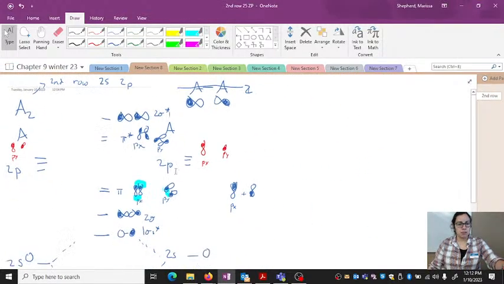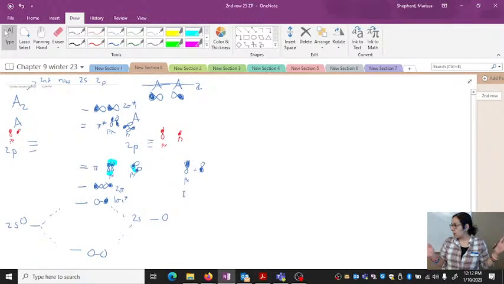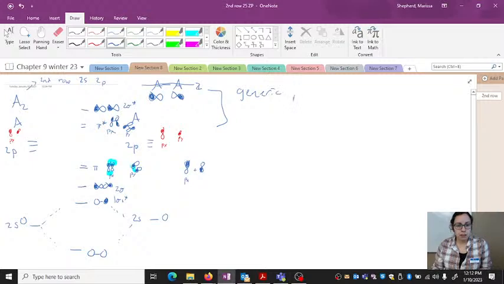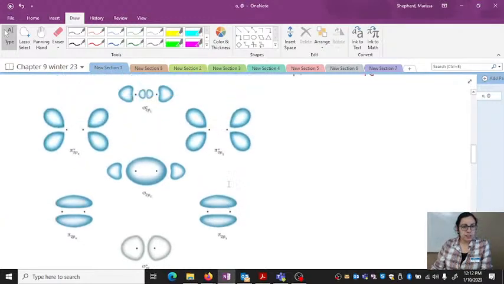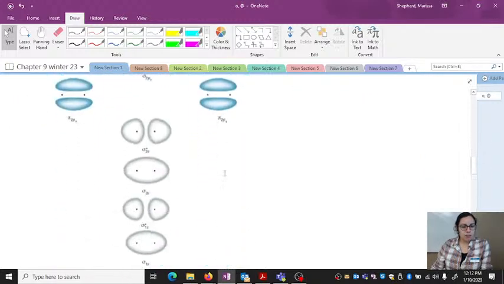Let me zoom out a little. So now we know, okay, everybody made it in there. All right, so this is your generic picture. And so I would label this as just kind of generic picture and add under here no SP mixing. So we'll answer what the heck is that in just a second. But now let's look back at our hydrogen and see what the heck they were trying to show us.